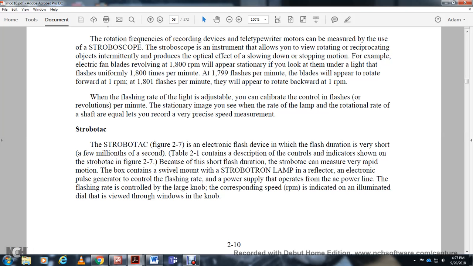Strobe attack. The strobe attack is an electrical flash device. The flash duration varies in the range of millionths of a second, controlled with the indicator shown with the strobe attack. Figure 2.7, to be kept with a short flash duration.